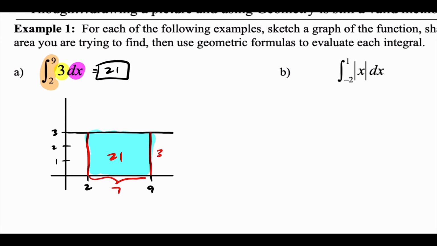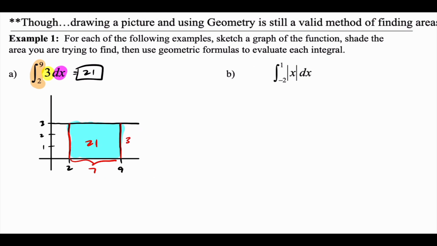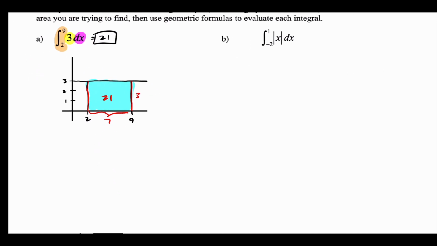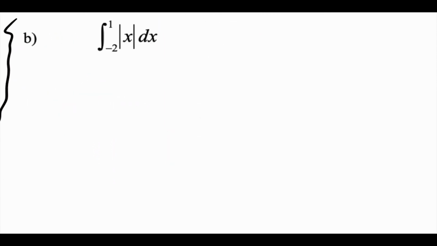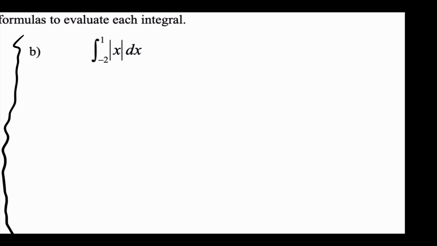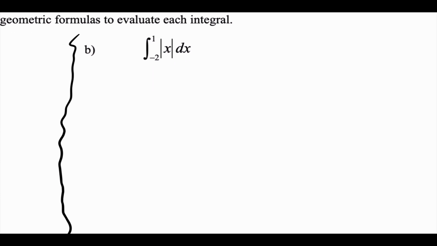Letter B. Last semester, I told you, anytime in this class you see anything with absolute value bars, draw a picture. And that still continues. It's very hard to do derivatives and antiderivatives of absolute value. It gets too complicated. So the easiest way to deal with absolute values is by drawing a picture.